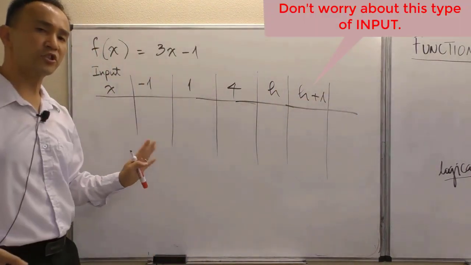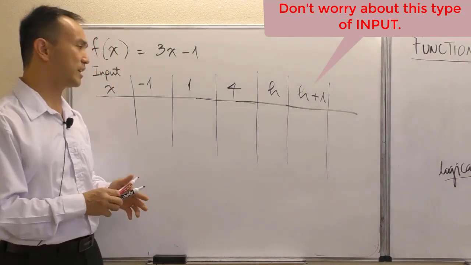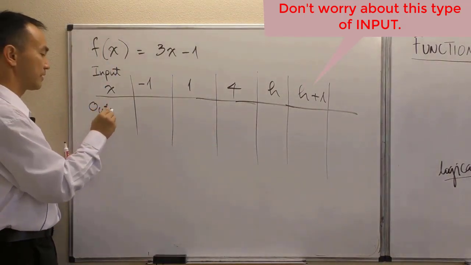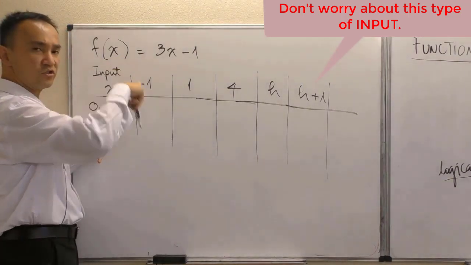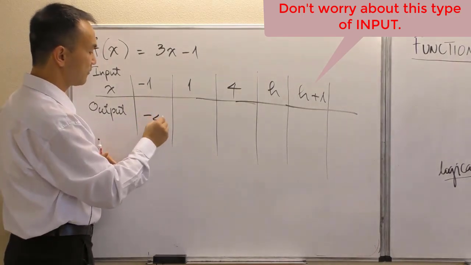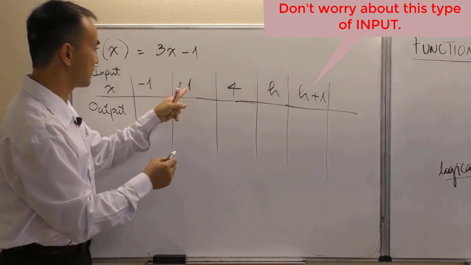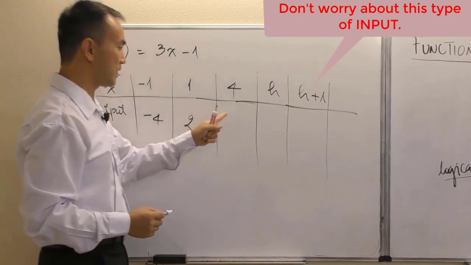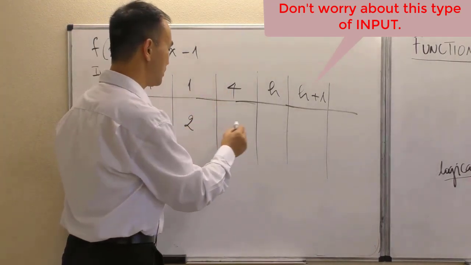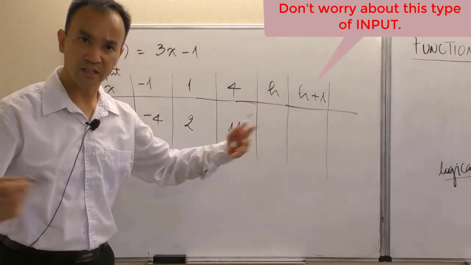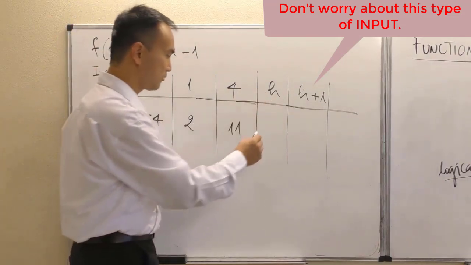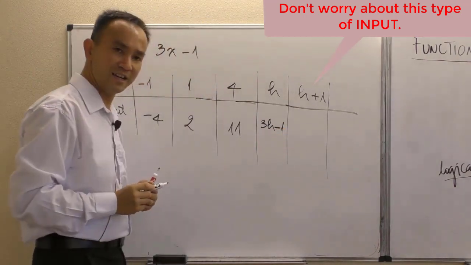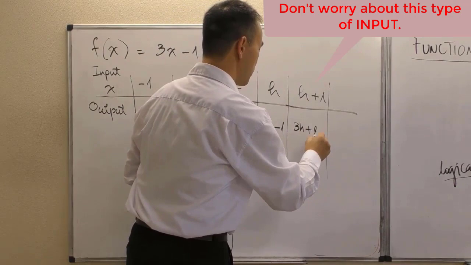The idea I'm about to show you is a very convenient way, and I will formalize it, but we can organize all of the results we have into a table. So the outputs: when x was -1, we calculated -4. When the input was 1, our final output was 2. When the input was 4, the output was 11. When our input was h, we came up with 3h minus 1, and when it's h plus 1, we came down to 3h plus 2. So these are all the outputs.